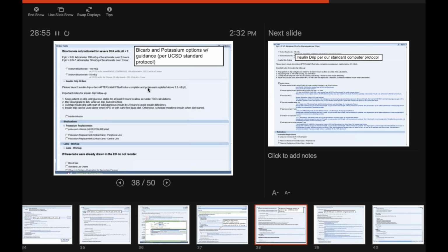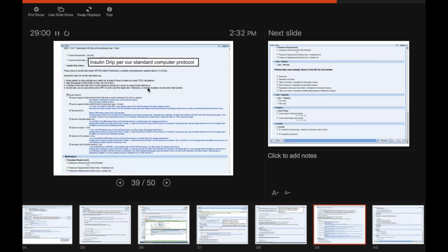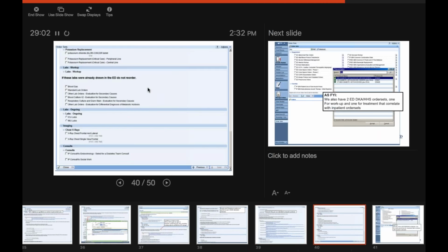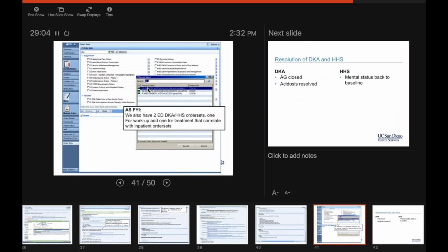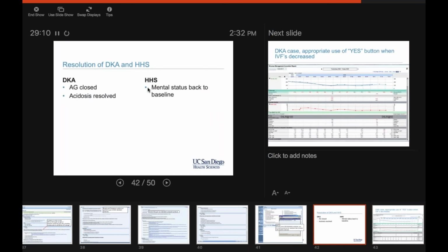And then, of course, the bicarb, the potassium, all with guidance, are all in that order set, and then the insulin drip per our standard protocol. And then the labs if they missed it. And there are also order sets in the ER, so they should be doing the same management there.